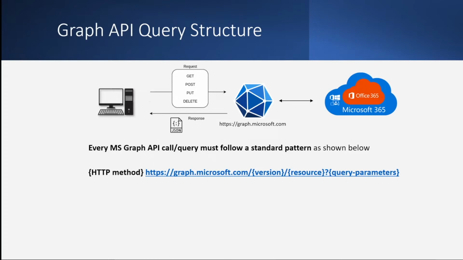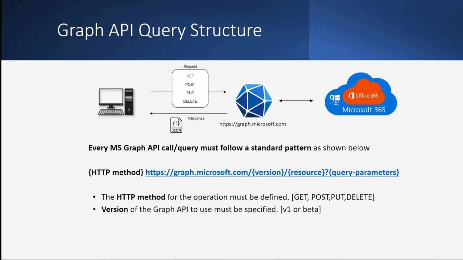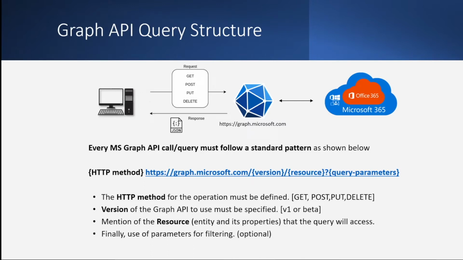It should define the HTTP method. It should define the version of the graph you are going to work with, whether it will be V1 or beta, and the resource type that you want this particular query to work on, like users, groups, managed devices, whatever that may be. And last, optionally, you can also use query parameters, because Microsoft Graph API is based on OData, open data, so it supports OData query parameters, which you can use for filtering purposes.